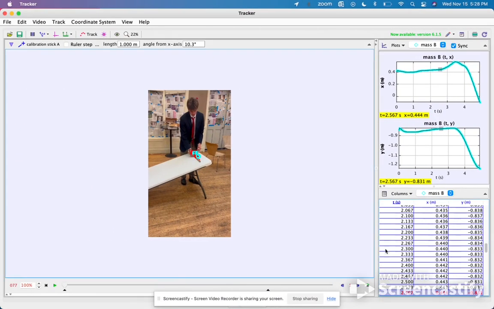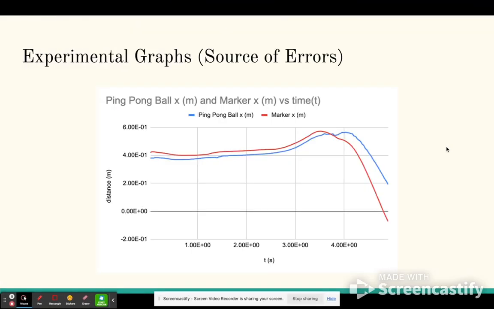I obtained my experimental data by putting this video in Tracker and tracking the balls, and I got 2 graphs. We'll analyze them later. So here are the experimental graphs.